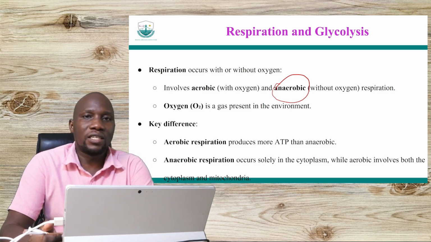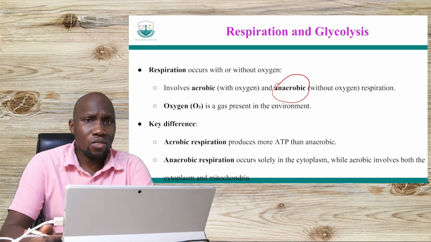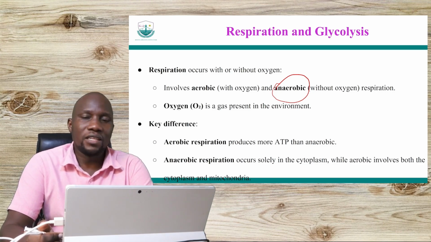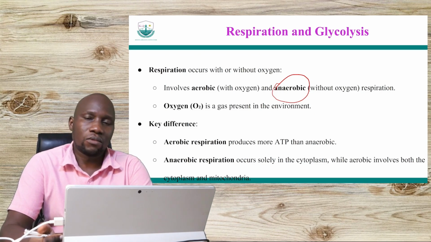The key point is that when you have oxygen, you get more ATP molecules. That means more energy. And if you don't have oxygen, you get the energy, but it will not be more. And then aerobic respiration, of course, happens in the mitochondria. So the process, like we shall see, has glycolysis, which takes place in the cytosol, and then the Krebs cycle and the electron transport system, or what we call oxidative phosphorylation, happen in the mitochondria.